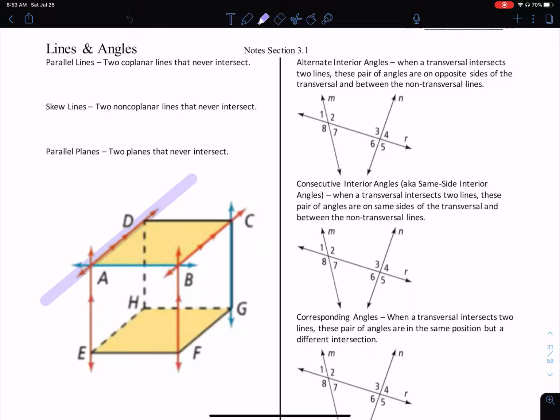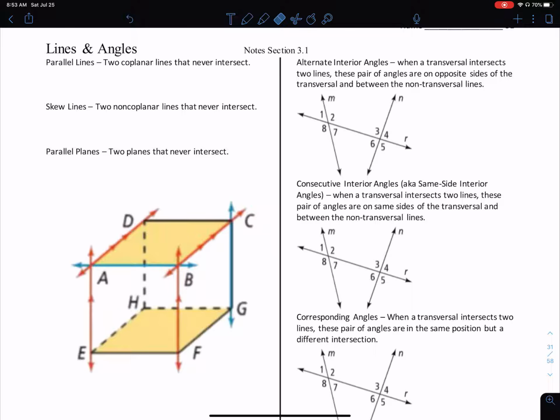Line AD and line BC are parallel because they would never touch and they're on the same plane. However, if I were to take line AD, which is highlighted, and line BF, they would never touch, but those are skew because they're not in the same plane. BF is vertical and it's in the foreground. Line AD is horizontal and it's kind of like it's in the background.